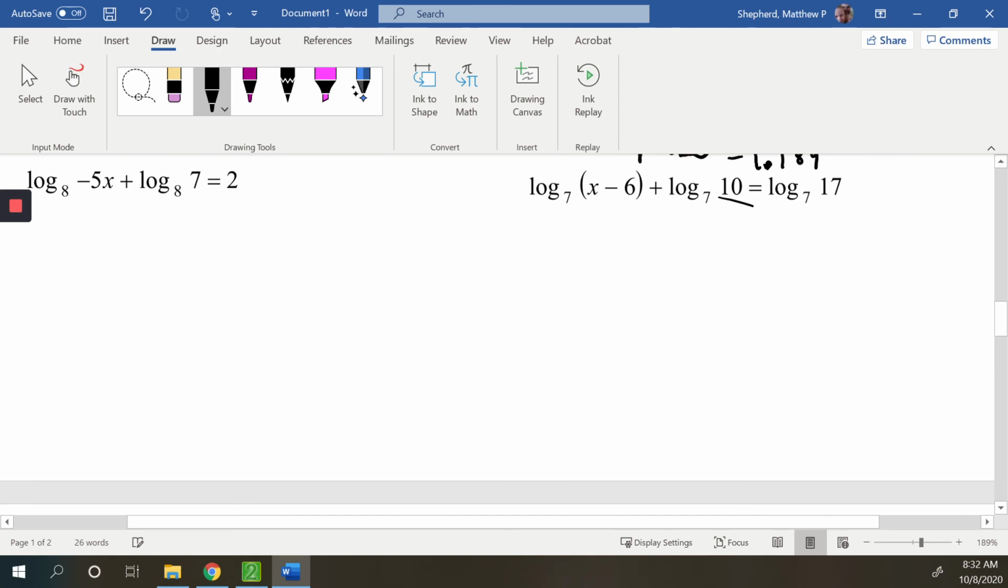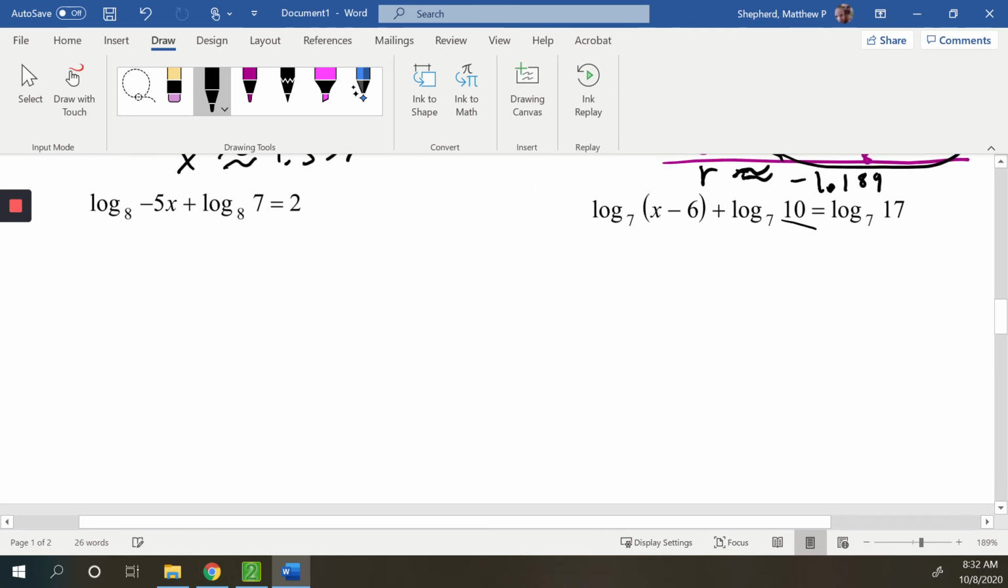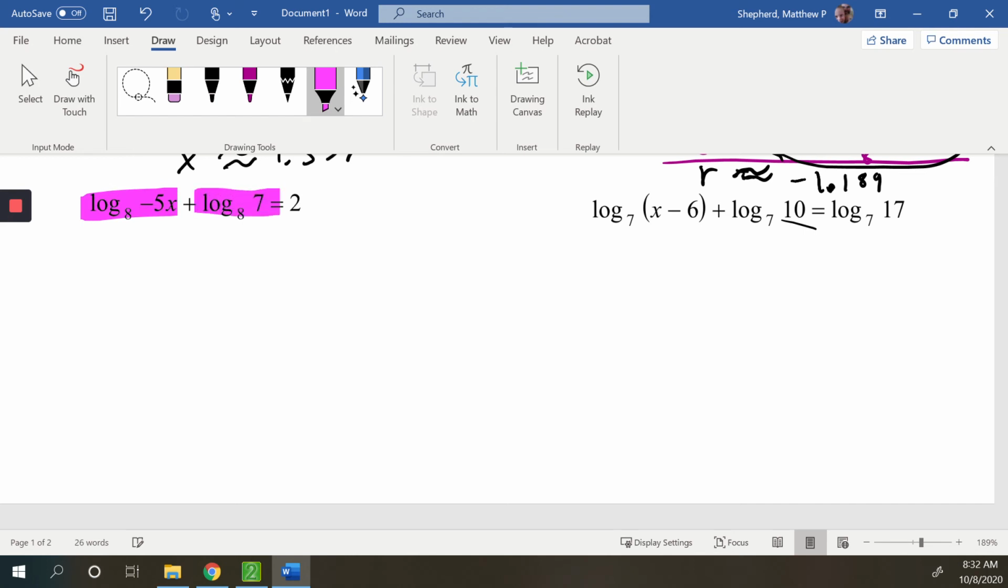In these next ones, we are going to be using the bases of exponents to eliminate these logs, and not only that, we need to pay attention to our log properties. So I've got two log base 8s that are being added together. So using the product property, I can rewrite this as a single log base 8, where on the inside we've got a negative 5x that is being multiplied by a 7, which also then simplifies into negative 35x.